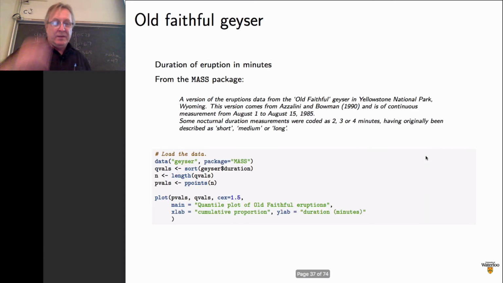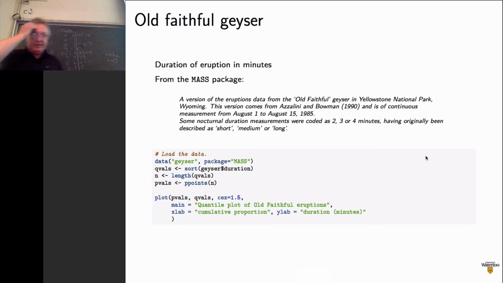All right? So here's a different data set. This is from the MASS package. This is the Old Faithful geyser in Yellowstone National Park. And what we have are measurements of the duration of the geyser. How long did the geyser blow? So geyser, everybody knows what a geyser is? Right, good. So how long does this water spout last? Right, so that's the duration of it.